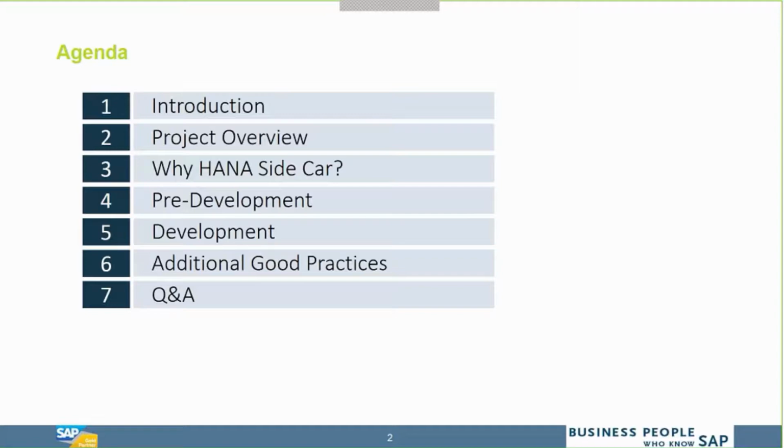So pre-development, what do you do first before you even hit the keyboard? Development, including best practices from a technical perspective, from a process perspective, and from a documentation perspective. And then frankly, number 6 would be the Dickinson secret sauce to a certain extent, some additional good practices that we've discovered in our projects. And then finally, we'll open it up to the group for questions and answers. Next slide.